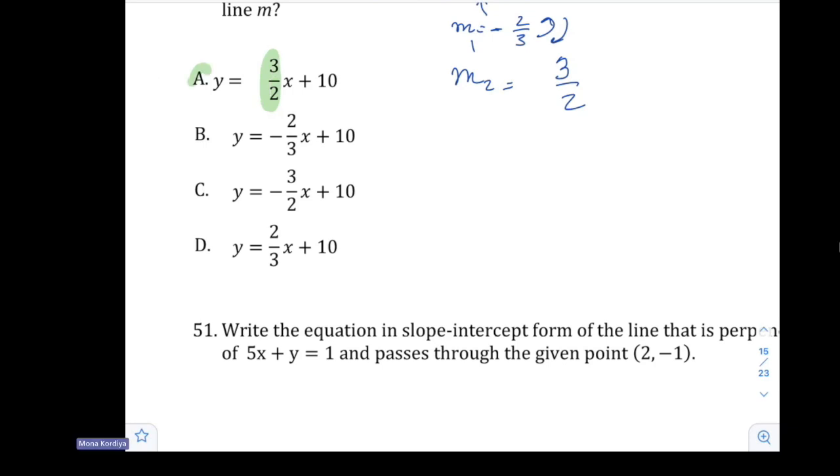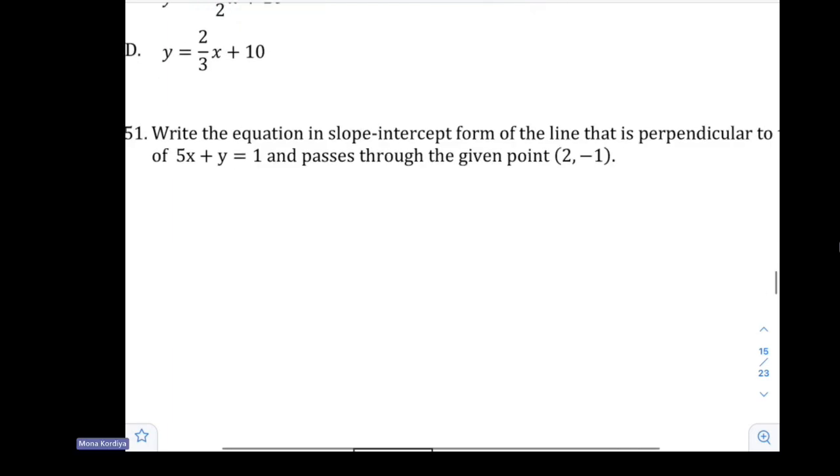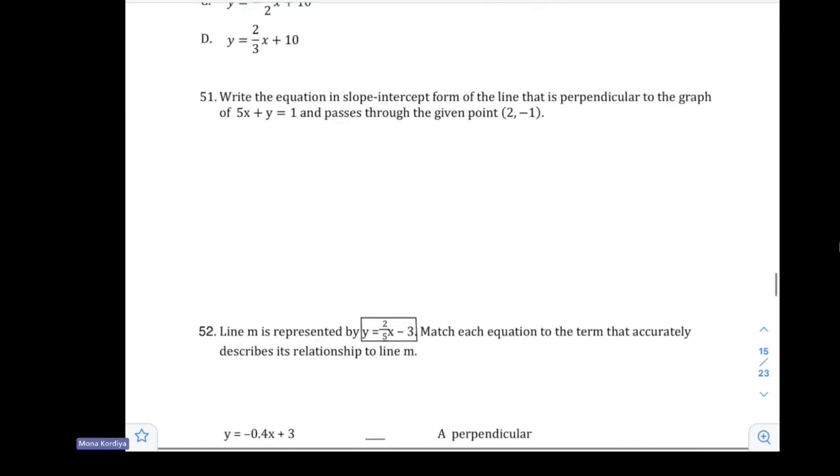So this is the answer. Write the equation in slope-intercept form of a line that is perpendicular to this line and passing through this point. The key point here is perpendicular, and we have a line that will help us take the slope. So first we will solve for y, and we will take the slope here.